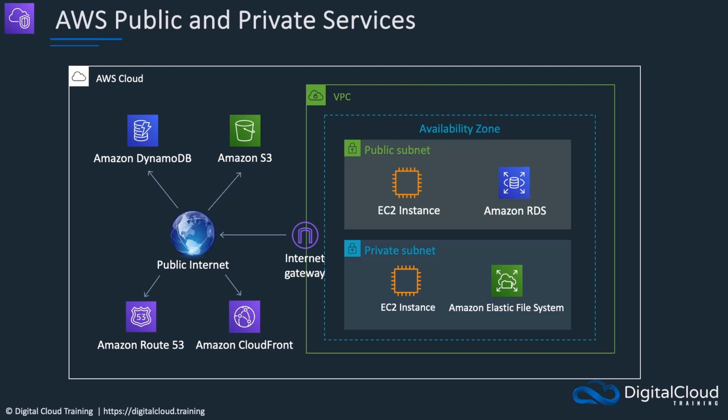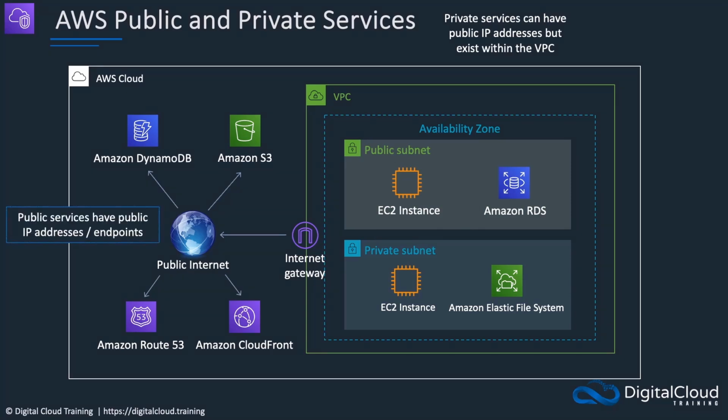Now, other services like Amazon S3 sit outside of the VPC, so we say that that's the public space, and they are directly accessible from the internet. So private services can have a public IP address, but they exist within that private space of the VPC. So here the instance in the public subnet might have a public IP address, whereas the instance in the private subnet won't. However, in both cases, they are sitting within a private space where we have full control. Public services have public IP addresses and endpoints, so they're directly accessible from the internet.